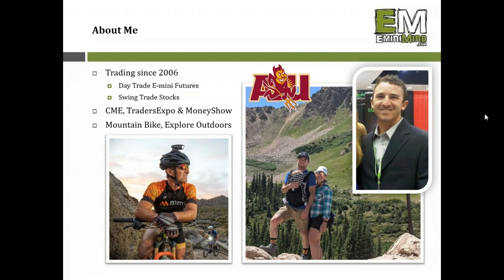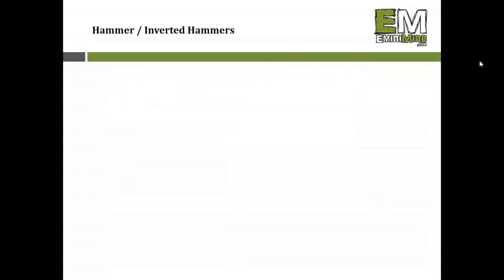So let's get into talking about 1-minute bars, E-mini futures, how you can use it to day trade and incorporate some of the stuff into your own trading. So the first thing we're going to talk about are the hammer and the inverted hammer. And these are really powerful candlesticks because they in themselves signal price rejection.